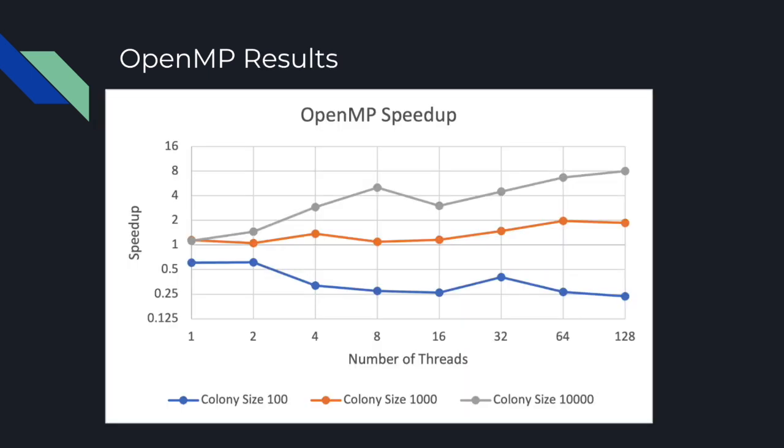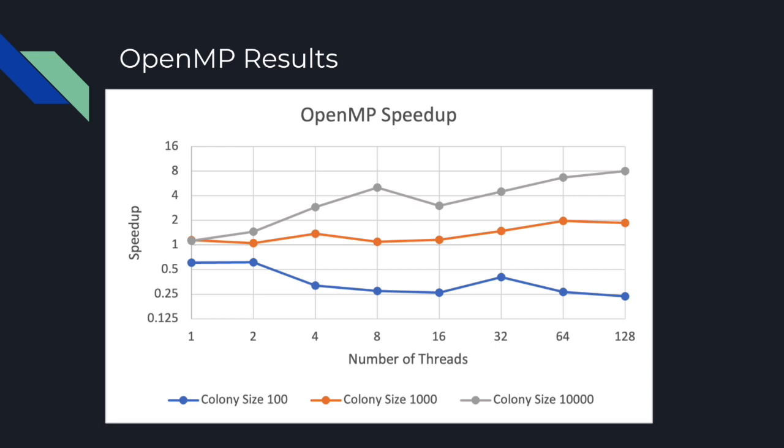We tested on a few different colony sizes. The larger the colony size, the more work per iteration. We can see that when the colony size is 100, the parallel implementation is significantly slower than the sequential. This is because the overhead of initializing the threads dominates computation time.